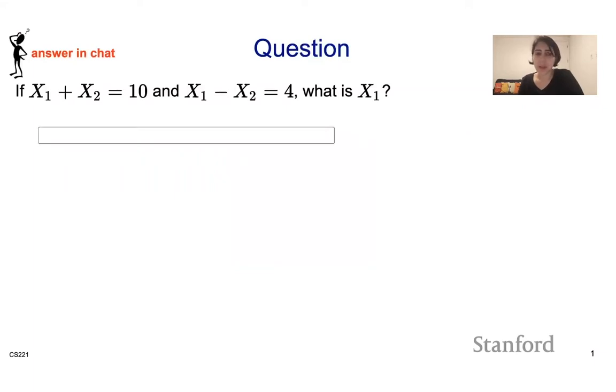Okay. So think about this for a few seconds. The way you would go about this is you'll probably use the thing that you've used in algebra and then basically cancel out x2's together, and you would have 2x1 equal to 14, divide 14 by 2, and you'll end up getting 7, right?